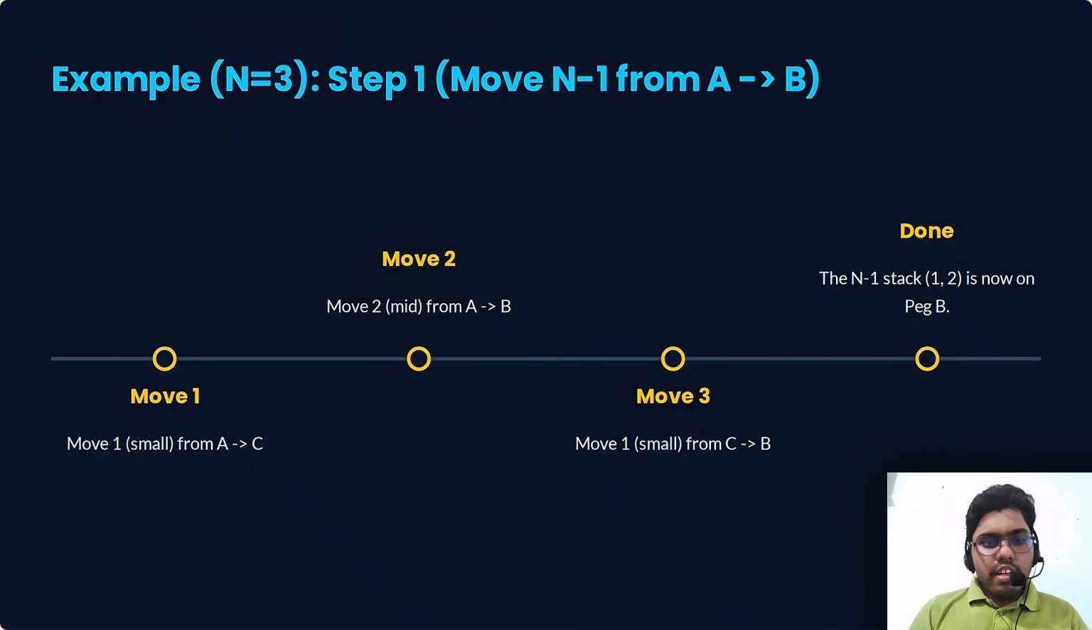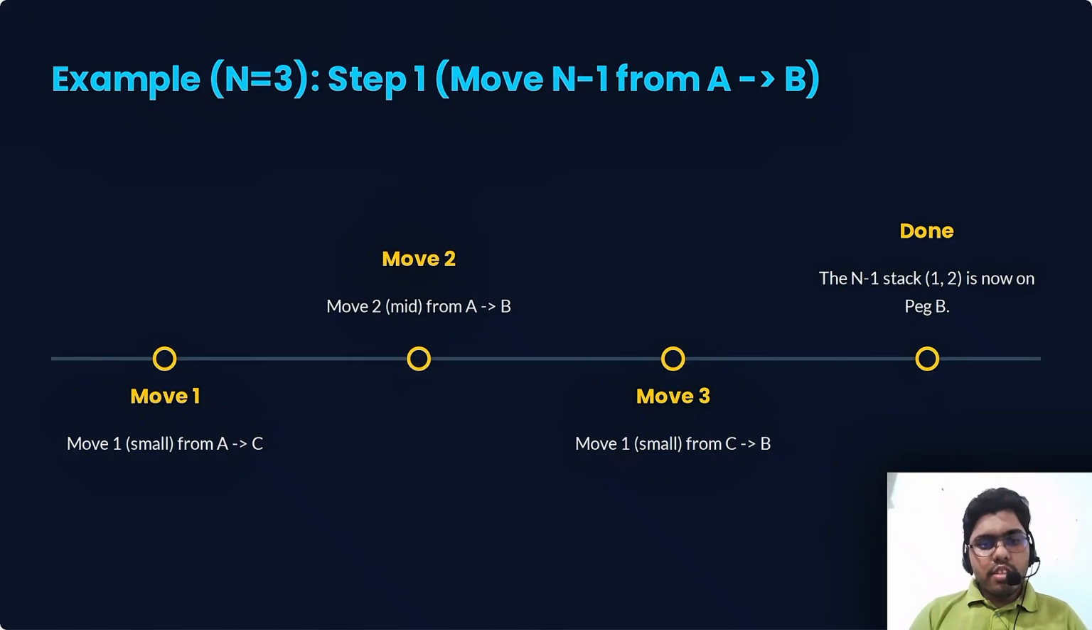Step 1 of the algorithm is to move the top n-1 disks from A to B. But how do we move 2 disks? We use the same algorithm recursively. So, to move 2 disks from A to B using C as helper.